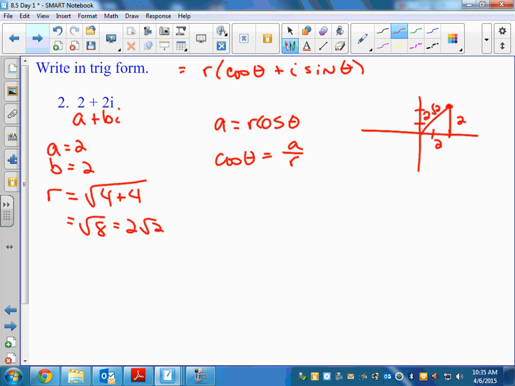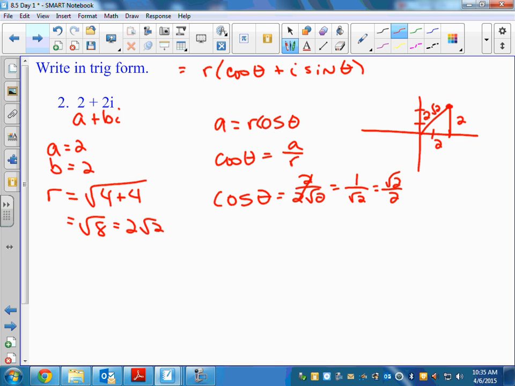Sometimes it's not going to be so pretty, but if you didn't know that, I just want to show you that you could plug that in. If A is 2 and R is 2 square root of 2, you get 1 over the square root of 2, which if you rationalize is square root of 2 over 2. If it's in the unit circle, then you could just find the angle. If this was something not in the unit circle, how would you find the angle if you didn't know that? Like, what if it said cosine of theta equals 7 over 12?